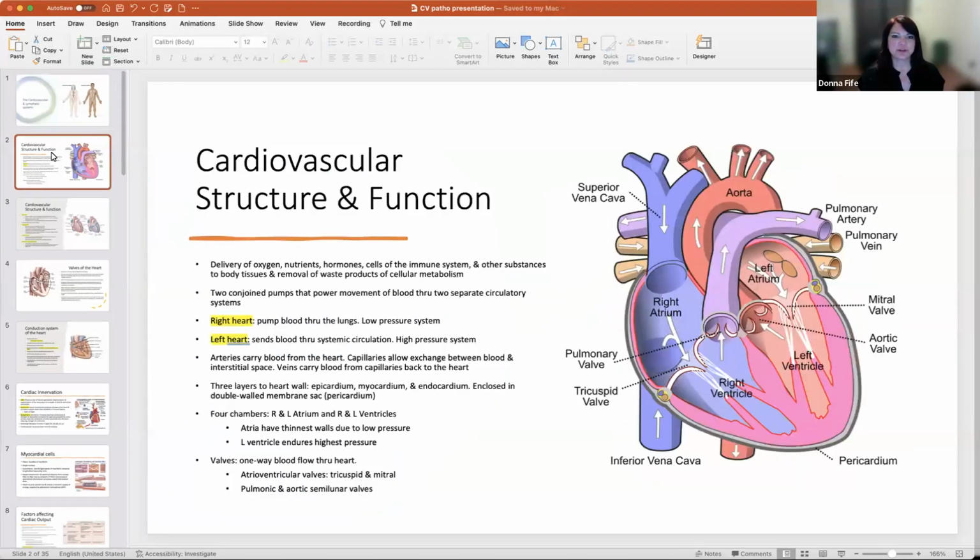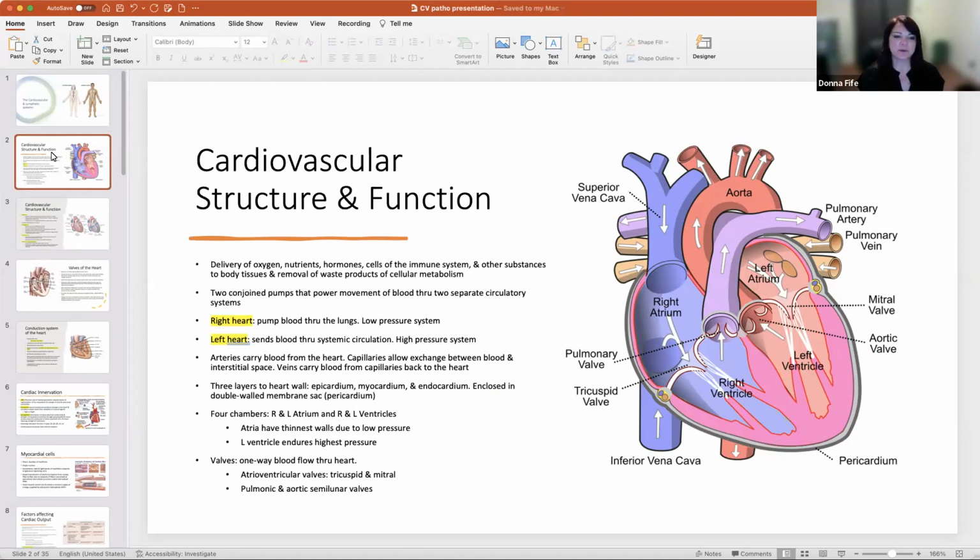We'll start with some structure and function of the cardiovascular system: function and delivery of oxygen, nutrients, hormones, cells of the immune system, and other substances to body tissues. And it's also for the removal of waste products of cellular metabolism.